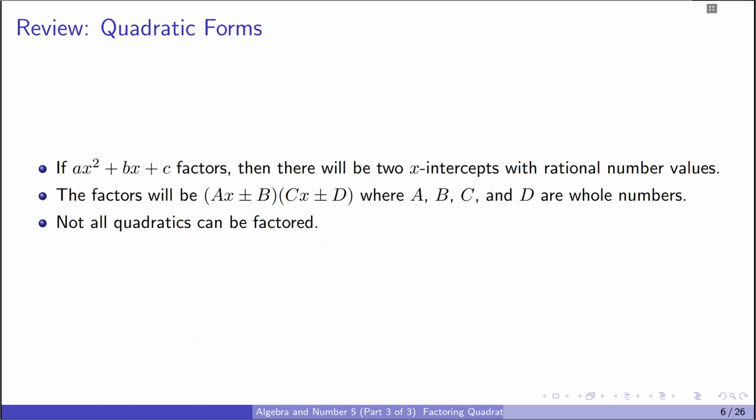Not all quadratics can be factored this way. Some can't be factored with real numbers at all. Some can't be factored with rational numbers. Some just can't be factored. But if we go to the square roots of negative numbers, we can find the two factors for all of them.